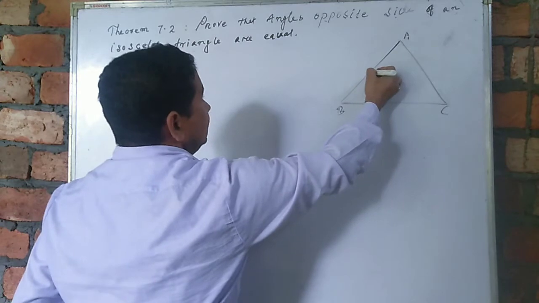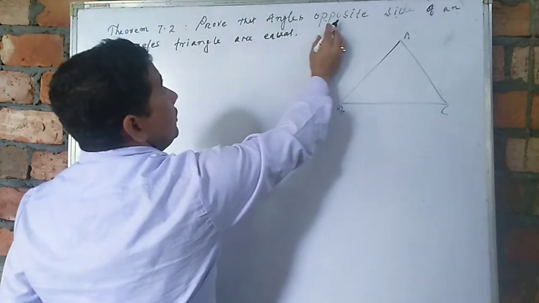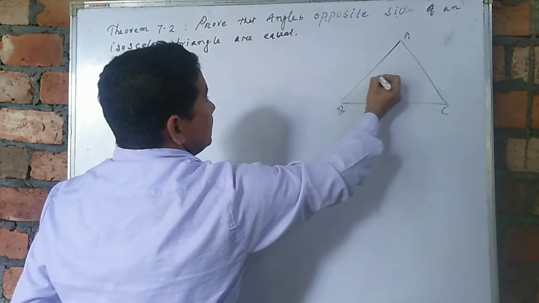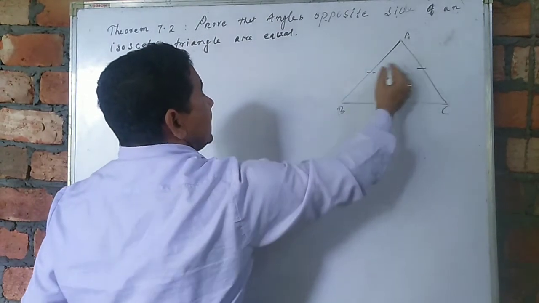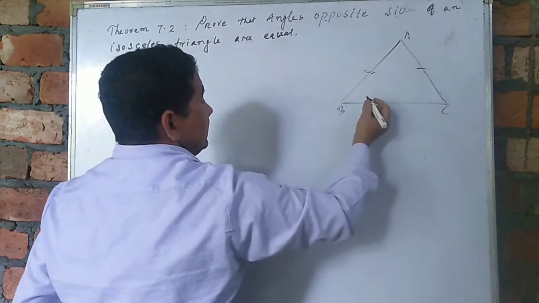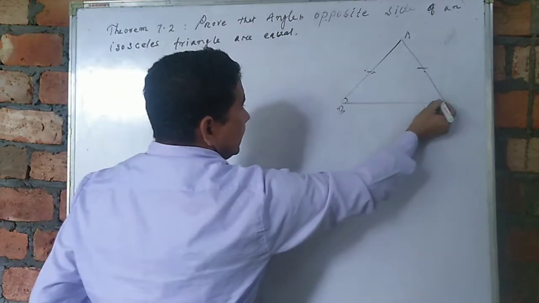Two sides are equal. Prove that the angles opposite to the equal sides AB and AC are equal. We have to prove angle B is equal to angle C.